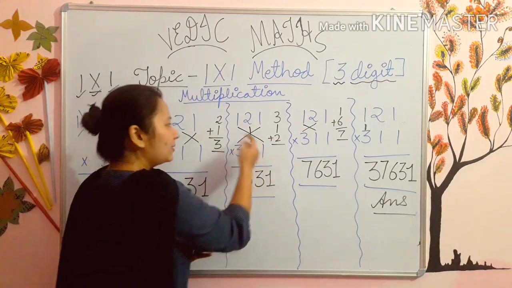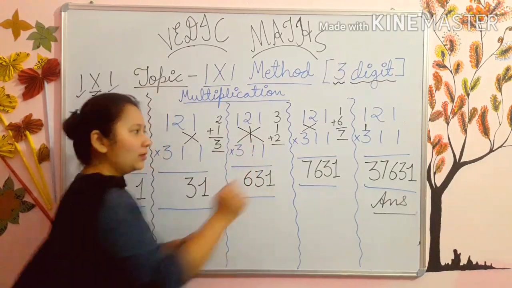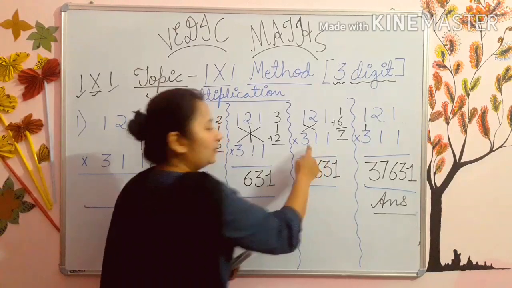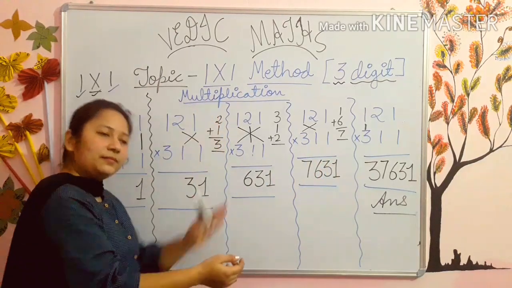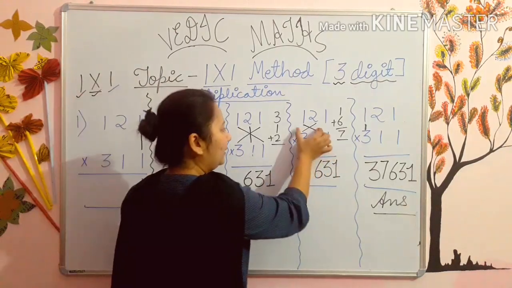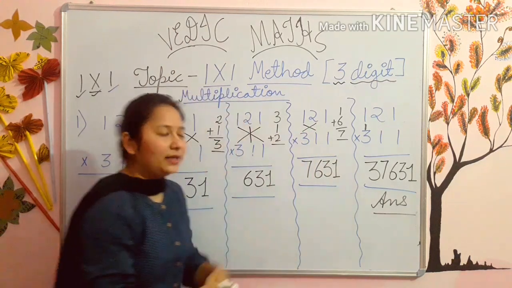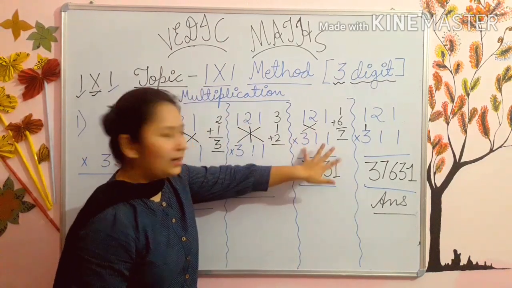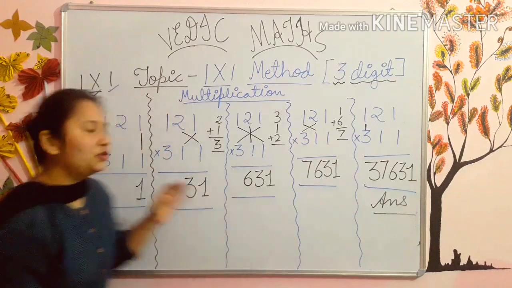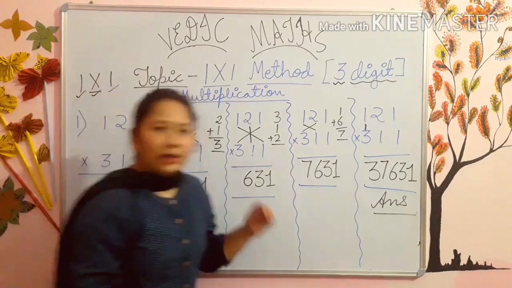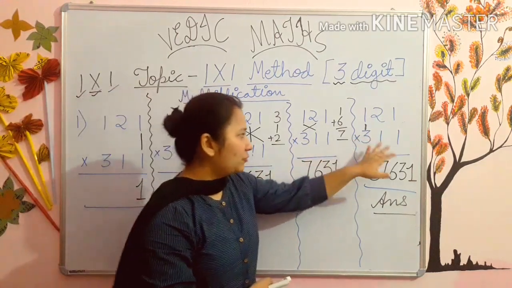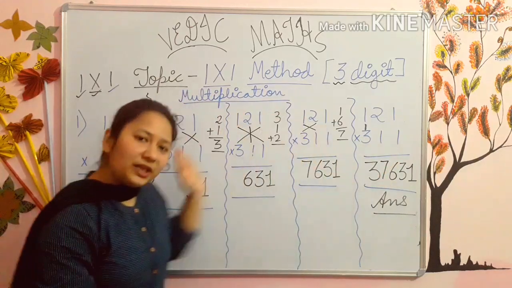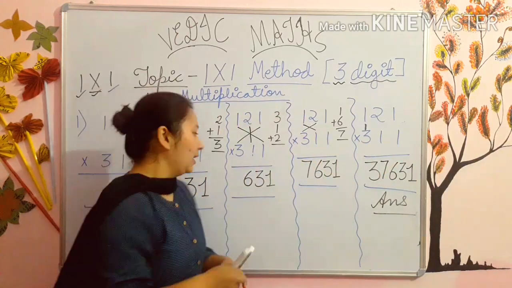After this, you have to do cross. Cross means the extreme left hand side numbers like this. And when it is completed, now you are at the last position. The last thing which you have to do is, again, multiply the extreme left hand side numbers.